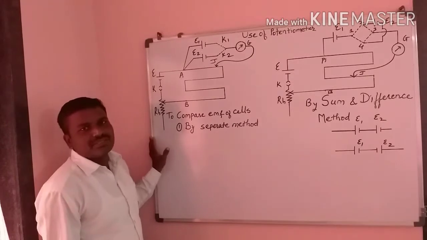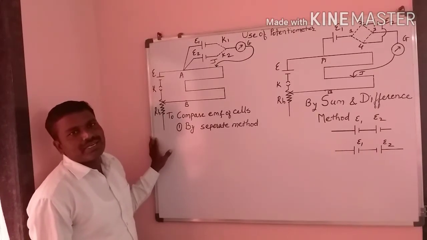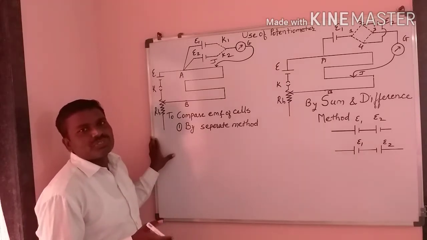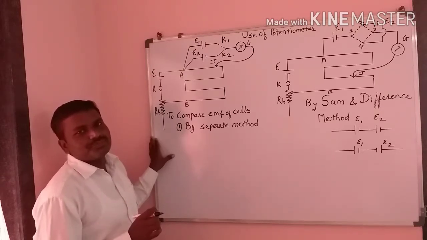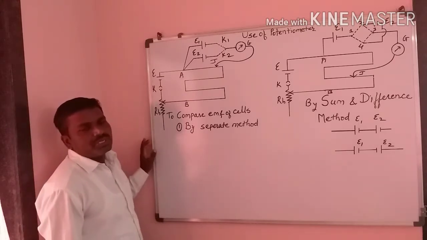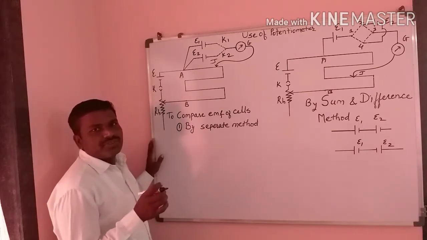In the last lecture we learned about the principle of the potentiometer. In that, the potential of the potentiometer is directly proportional to the length of the wire. The constant of proportionality is called the potential gradient. Today we will learn the uses of the potentiometer. There are three uses in this chapter.